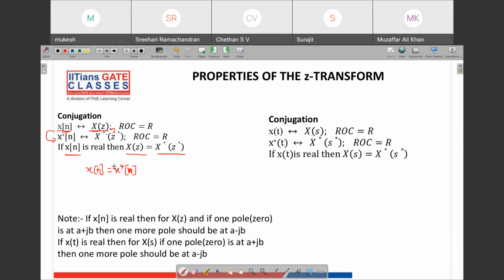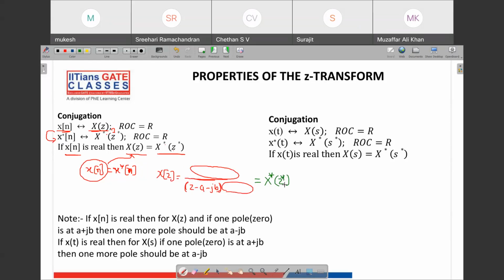Whenever you have a real signal x of n, and let's say its Z transform is X of z, let me take an example. Let's say X of z has a zero located at a minus jb, and let's say there are some other terms also, but I don't care about those. I'm just taking one example here. Now this should be the same as X conjugate of z conjugate.